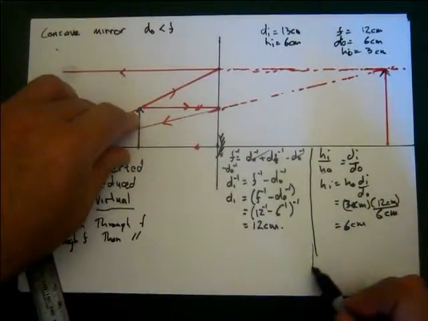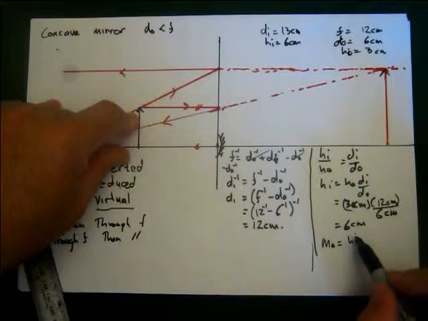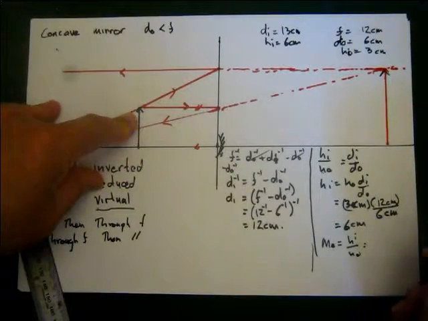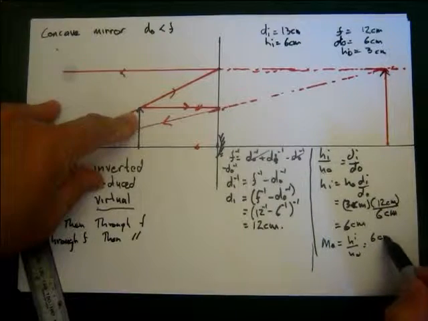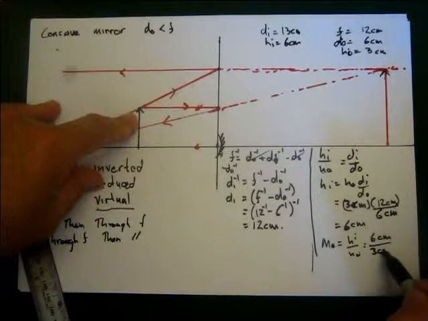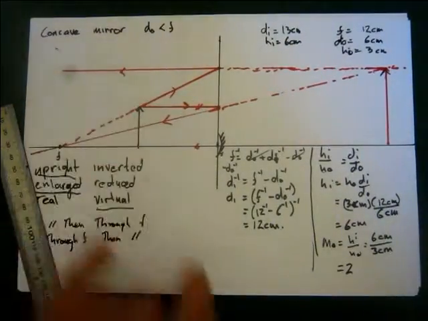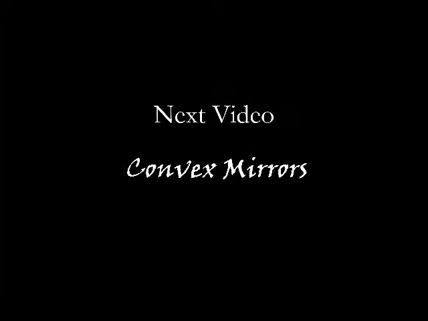Well, how much bigger is it? Magnification M equals HI over HO equals, well, what's that going to be? It's 6 centimeters tall divided by 3 centimeters, because that's how tall the object is, equals 2. So that means this image is twice as high, twice as big as this object.